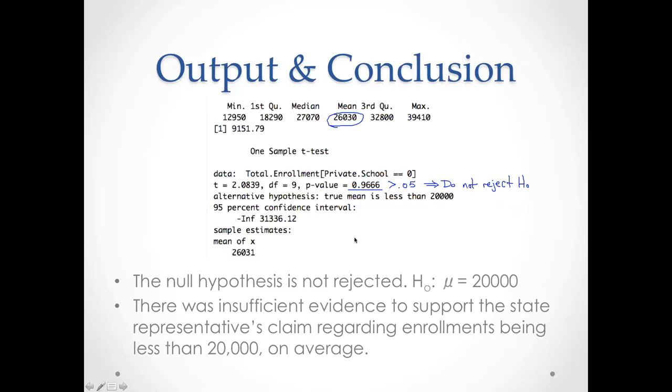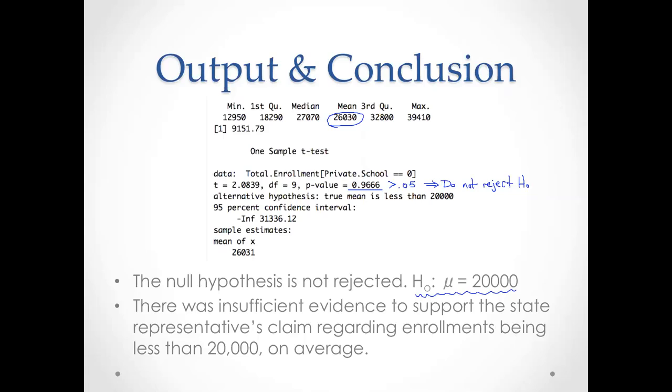So the alternative hypothesis has been found not plausible in this case. Since the null hypothesis is not rejected, that means we think it is plausible that the true population mean enrollment among public schools would be roughly 20,000. There is insufficient evidence, in other words, to suggest that the average is less than 20,000 students.